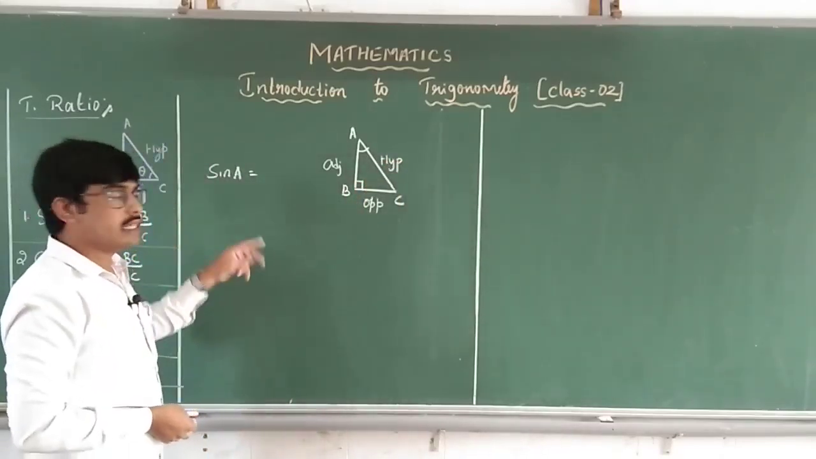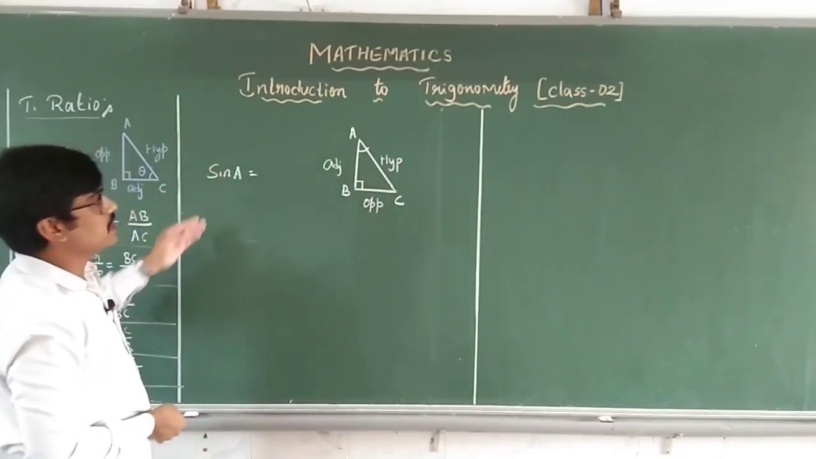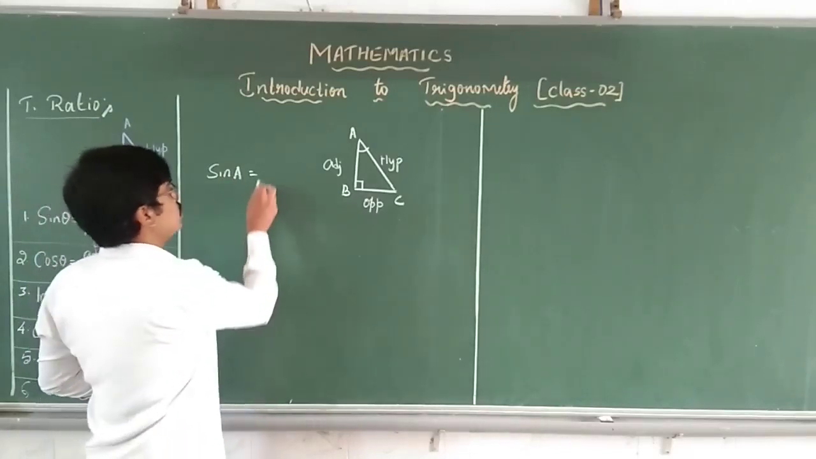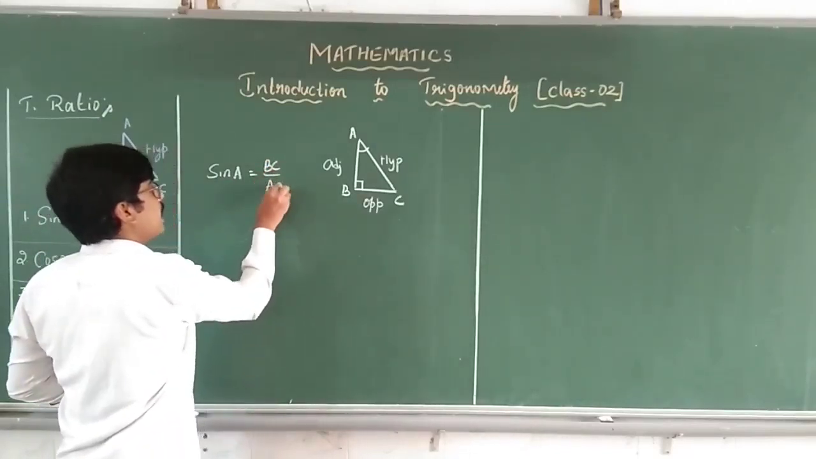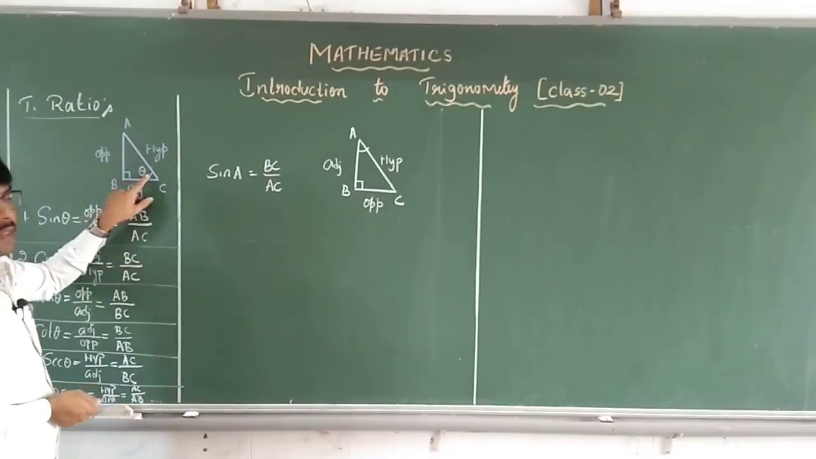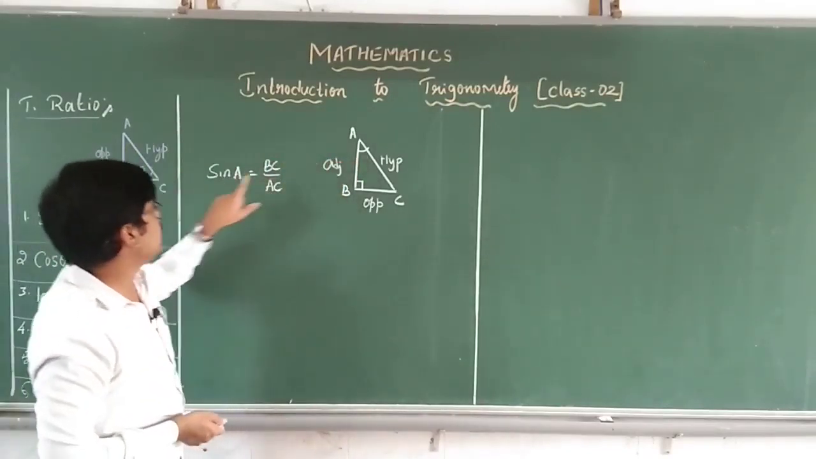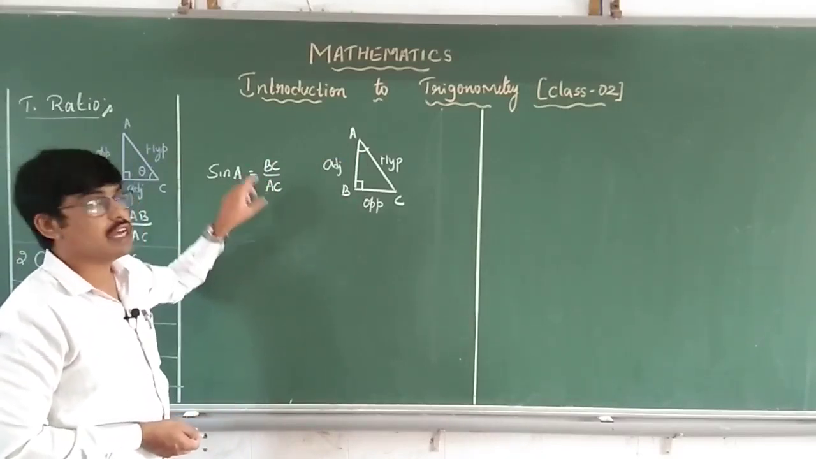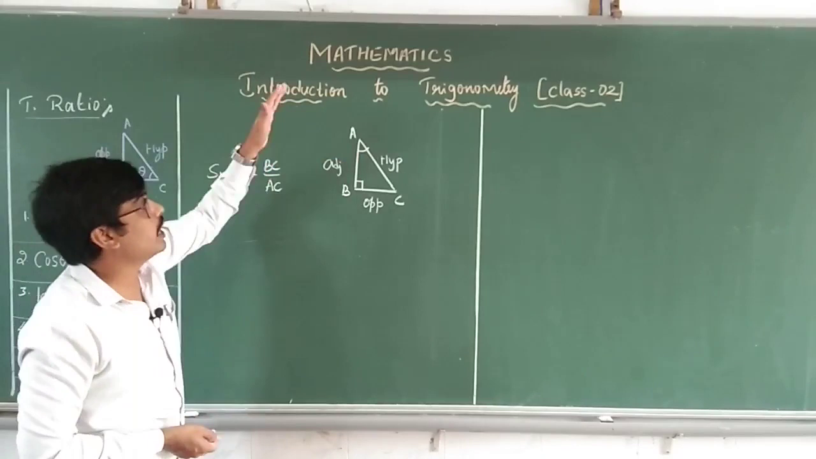Now you define, by using the same definition you can define all 6 trigonometric ratios. Here sin A is equal to BC divided by AC, we can observe. Here we have AB by AC because we defined for C. If I define for A, then sin A will be BC by AC. So that means we have to take care of the acute angle.